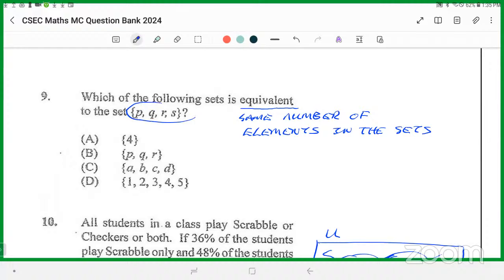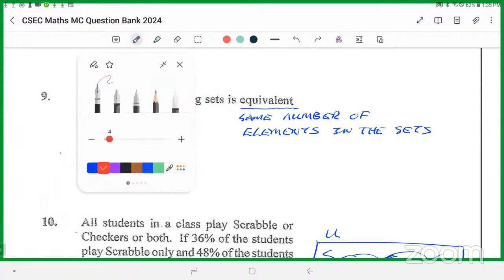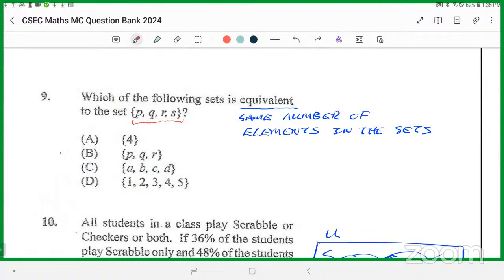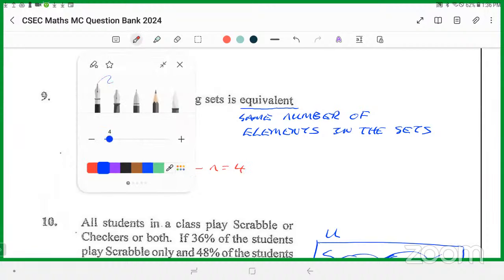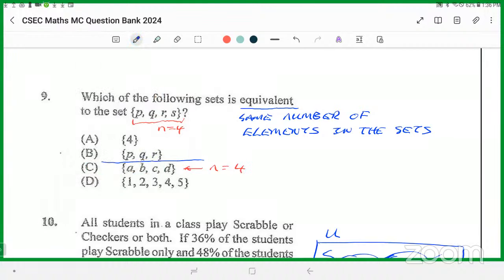So this set has 4 values, doesn't it? So here we have 4 values in this one. So for this one, n equals 4. For this one, n is also equal to 4. So it means that those two are equivalent. That's why this is the answer.